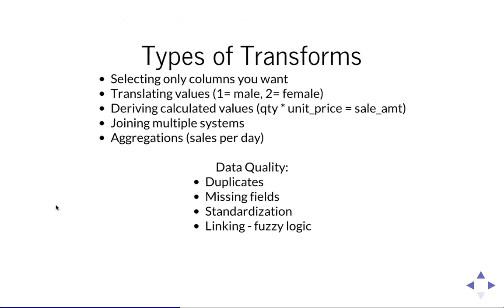Types of transformations that you do with ETL: selecting only the columns you want, translating values, derived calculated values, joining multiple systems, aggregations, data quality. So there's a lot you can do to data to essentially turn it from information that lives in systems into business information.